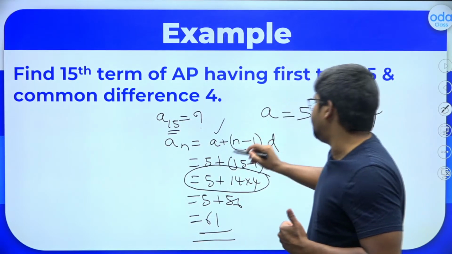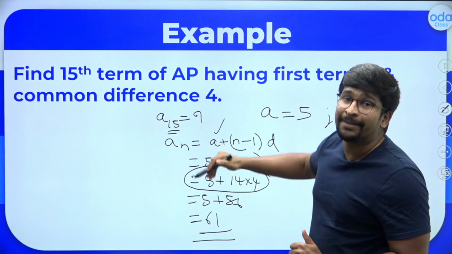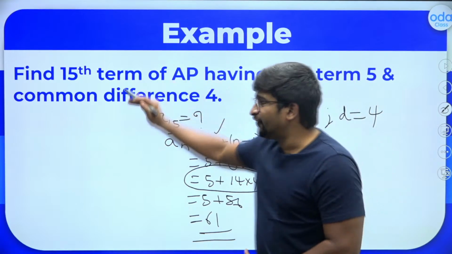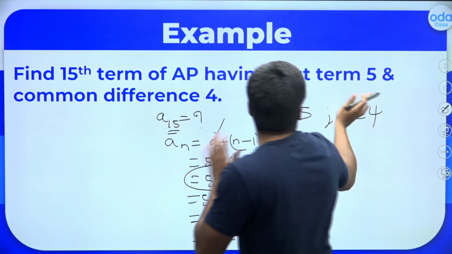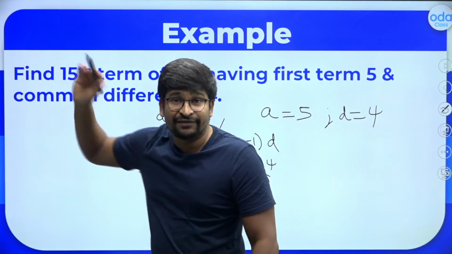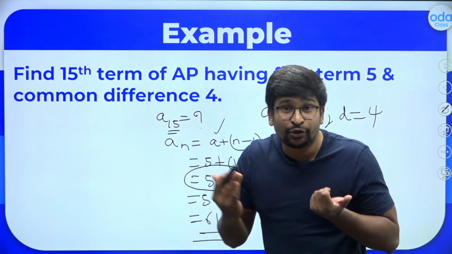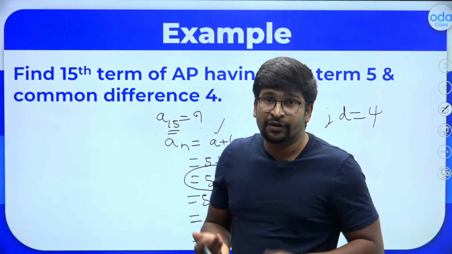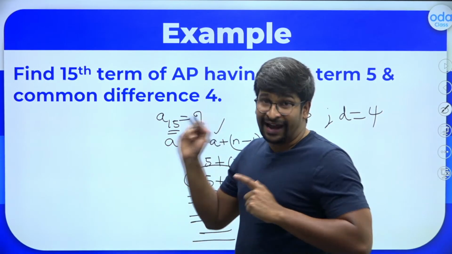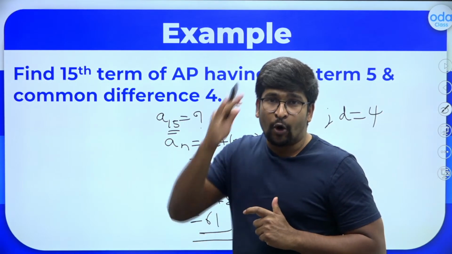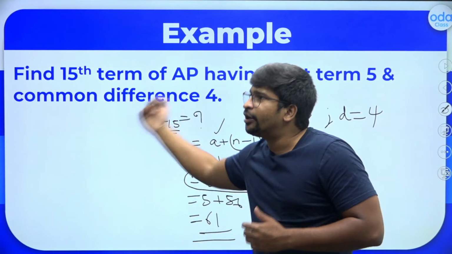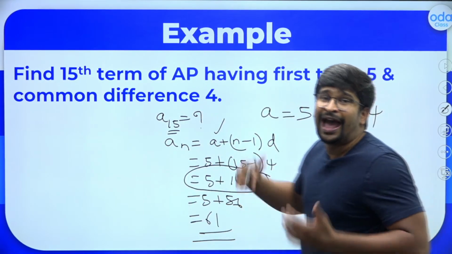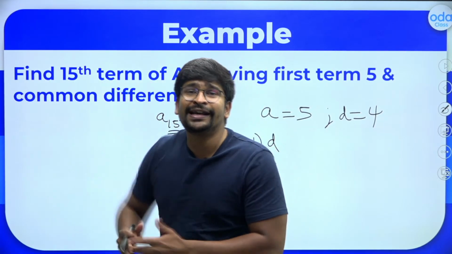To the first term, you are adding one number less than the required number into d. So, if you need the 15th term, what will you do? To the first term, that is 5, plus 1 less than 15, which is 14 into d. That is what you do. If you can think like an algorithm here, your calculation gets very fast. But important, in your board exam, you have to write all the steps. But if it's a competitive exam, always think in the logical way. What is the logic or what is the essence of this formula? The formula is to the first term, add, if it is 15, 14 times the common difference.